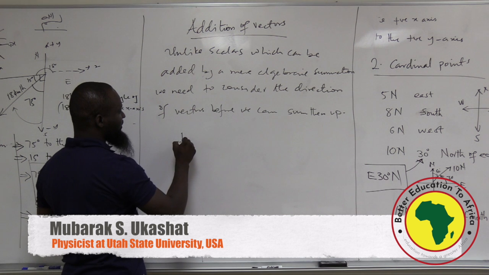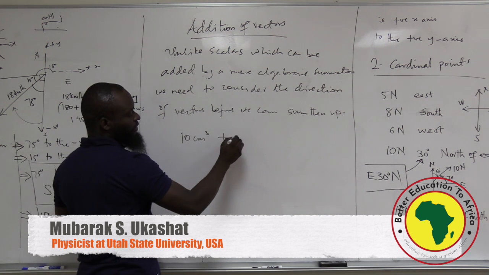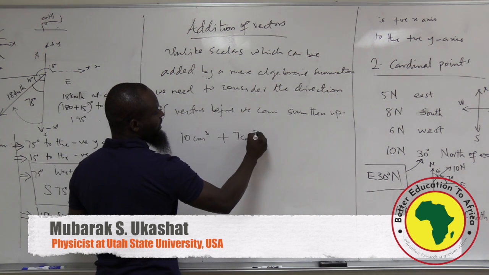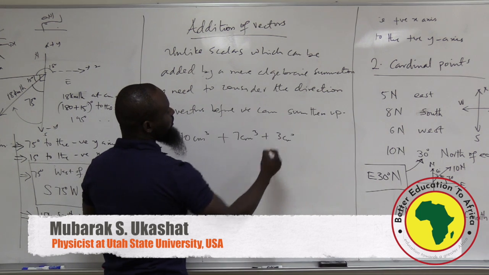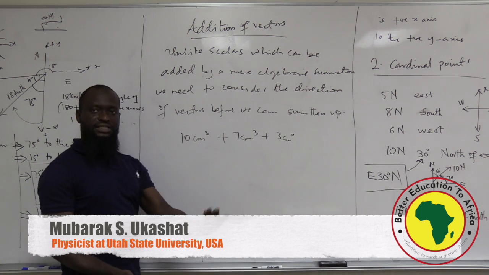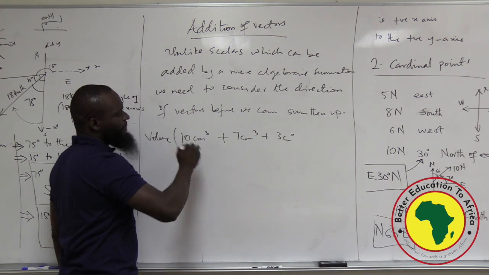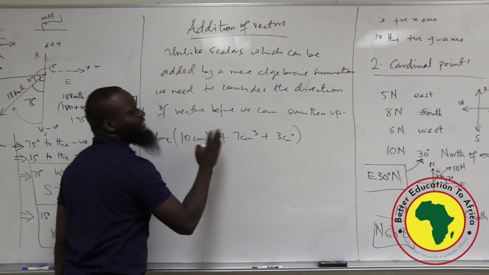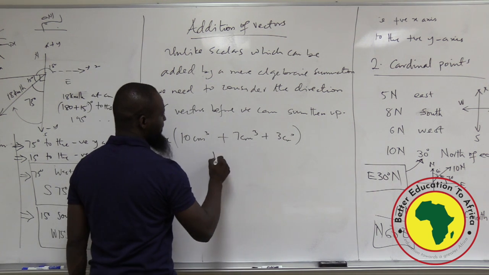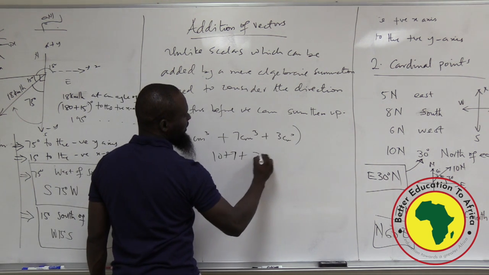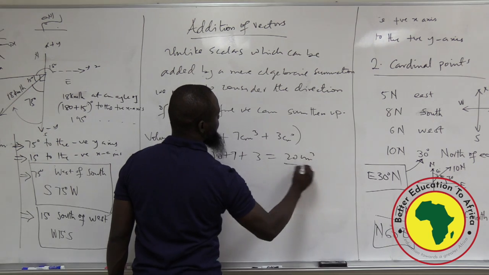If I have 7 cm cube of water and 3 cm cube of water, what is the total volume of water I have? 10 cm cube, I add 7, it's just volume. So volume is a scalar. Mere algebraic summation means add it the way you add in elementary school. 10 plus 7 plus 3, 20 centimeter cube of water.